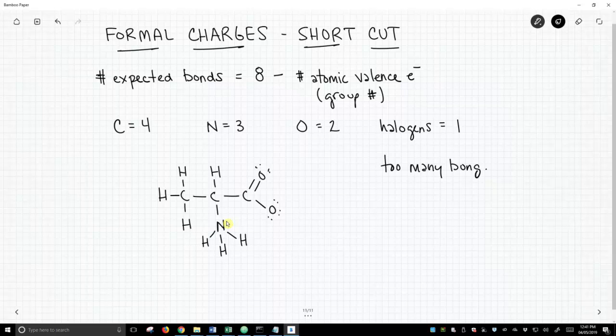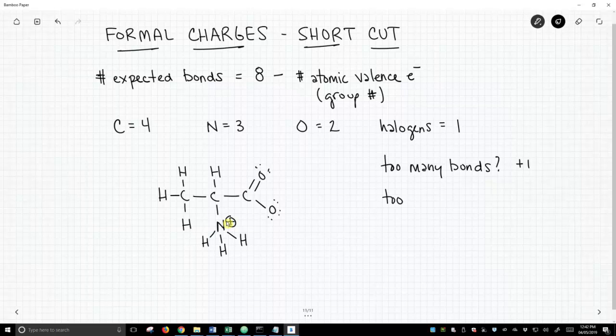If you have too many bonds, then the charge is going to be +1. And when I say too many bonds, it's very, very rare for an atom to have too many bonds. Normally it's 1 too many bonds. So 1 too many bonds is +1. This nitrogen, therefore, has a plus charge, and we will circle that.